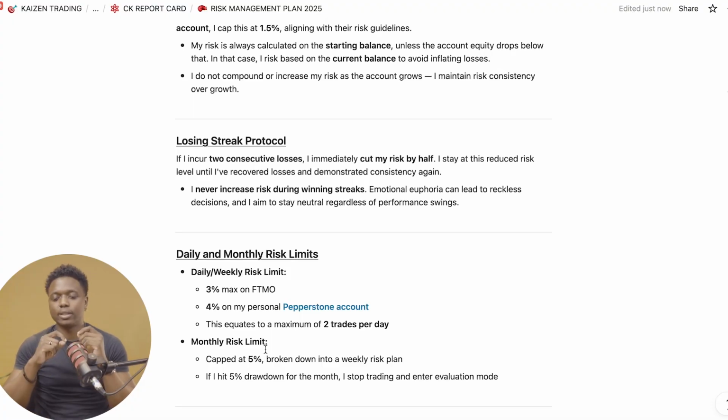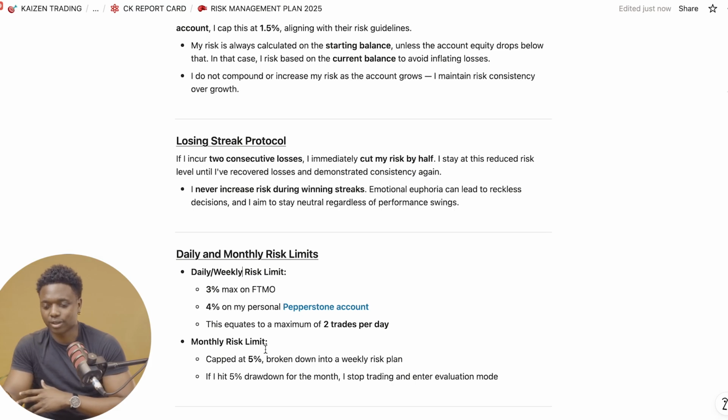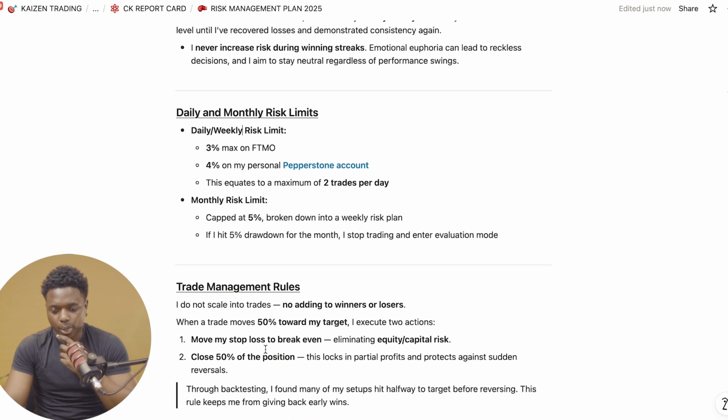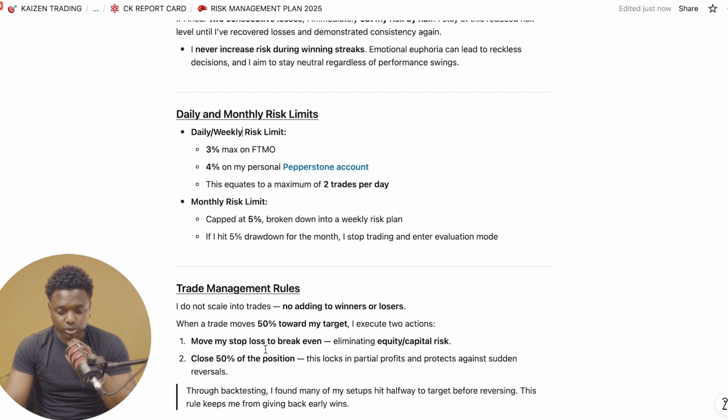So my daily, weekly, and monthly risk are controlled. So I don't just get into 5% and just continue trading. No. Sit down, evaluate, replan, and come back and cut my risk, of course. I'll cut my risk if I get 2 trade losses in a row, and then reevaluate myself. The next thing I do, trade management rules.